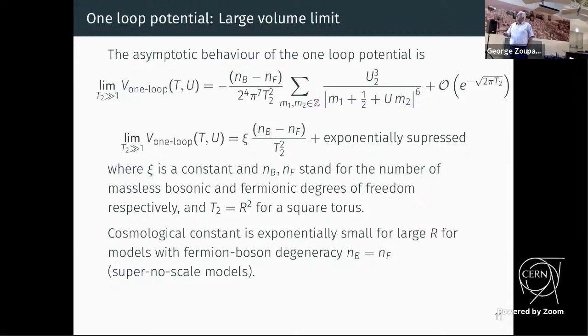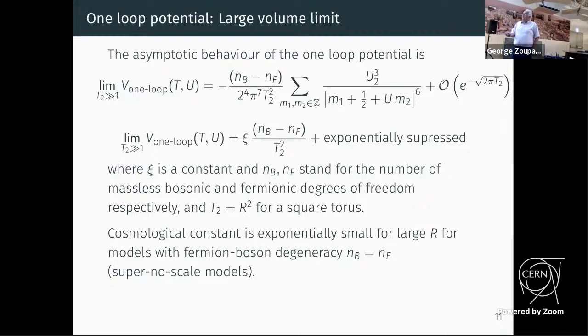Roughly speaking, we got a constant times (N_B minus N_F) over T2 squared plus exponentially suppressed terms. What is interesting is that these numbers are just the number of bosonic and fermionic degrees of freedom. And if you want to have a small cosmological constant, then this term is not enough. I mean, the suppression of T2 squared here is not enough because we know that the cosmological constant is very small. So even for big moduli, the suppression is not sufficient.